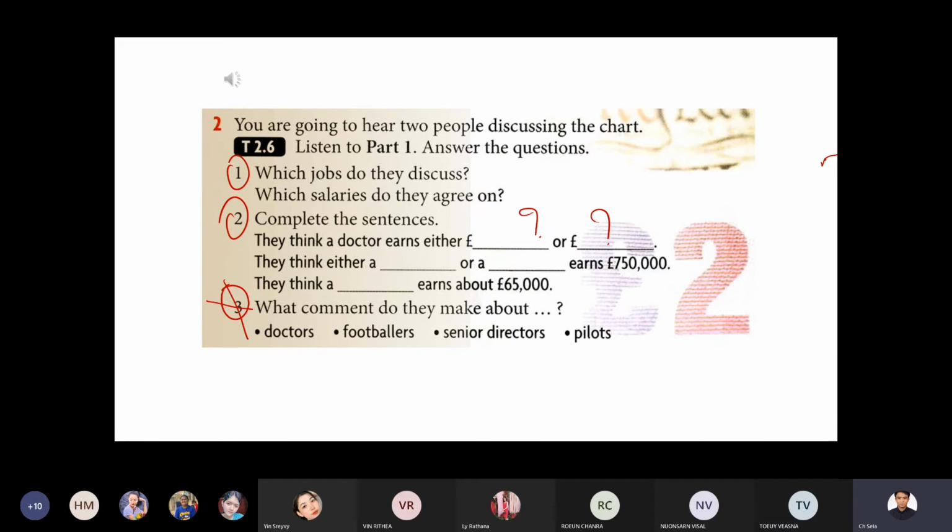So in order to do this, I have to play the tape for you. Listen and answer the questions. All right. So I play it twice for you. Here we go. Okay. Tape script 2.6. Can you hear? Who earns how much? Can you hear everyone? Yeah, teacher, I hear. Okay, so continue.